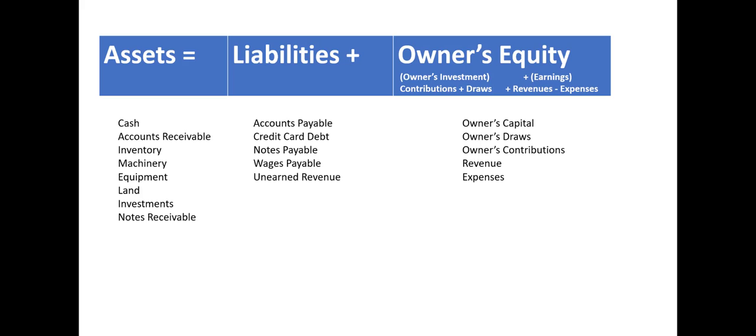This is comprised of owner's draws, which is when an owner takes money out of the business for personal use. Owner's contributions, which is when the owner puts money back into the business. It also includes our earnings for a period, which is made up of revenue and expenses. Having revenue and expenses here might seem a bit confusing, but don't worry, we'll see in a later video how this all comes together.